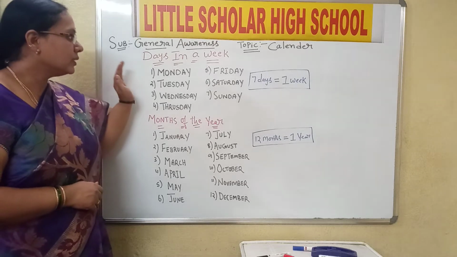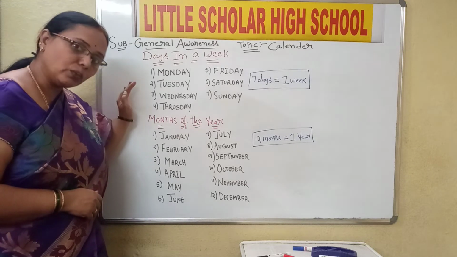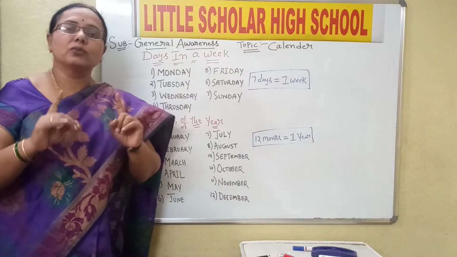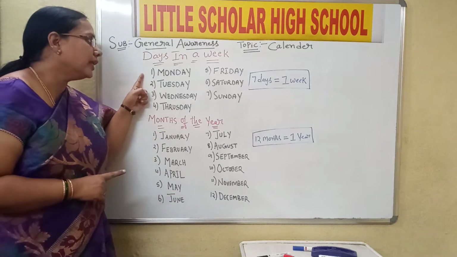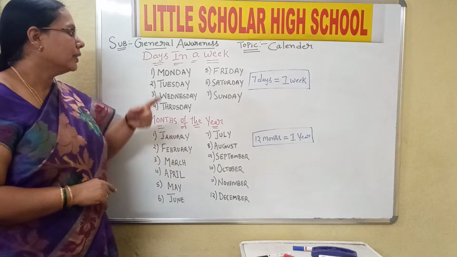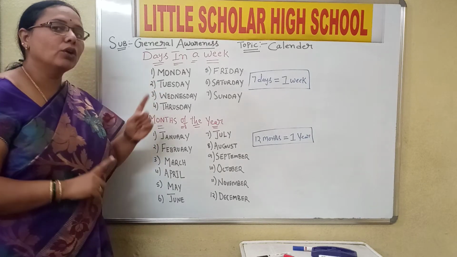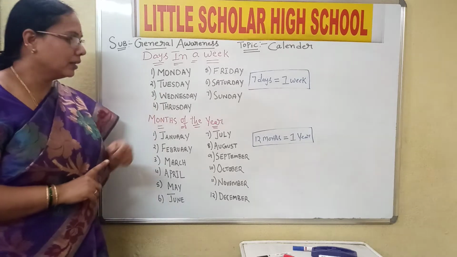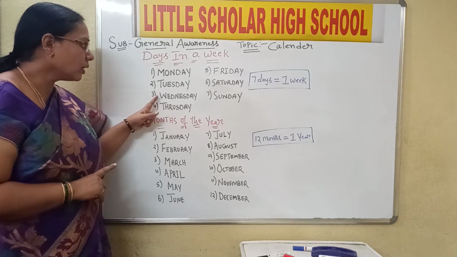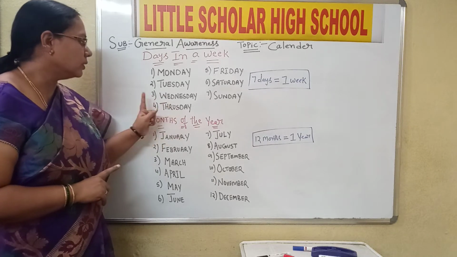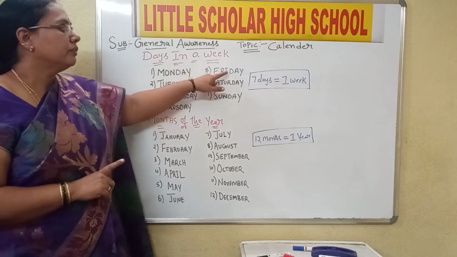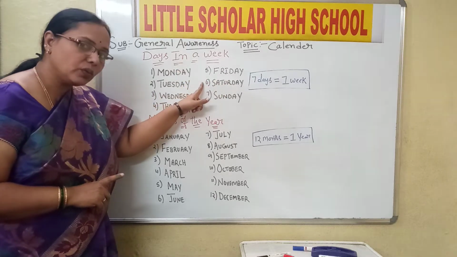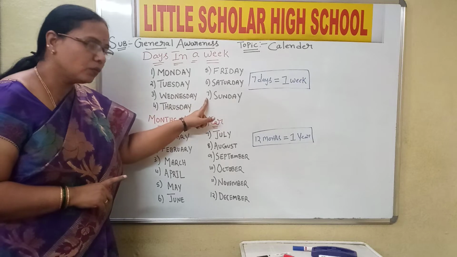So now you know the days, children. What are the days? It is given on the board and I repeated. Let me repeat once again. Monday, the first day of the week. Every week will start with Monday. Then Tuesday, the second day of the week. Then Wednesday, third day of the week. Thursday is the fourth day of the week. Then Friday, fifth day of the week. Saturday, sixth day of the week. Sunday, seventh day of the week, isn't it?